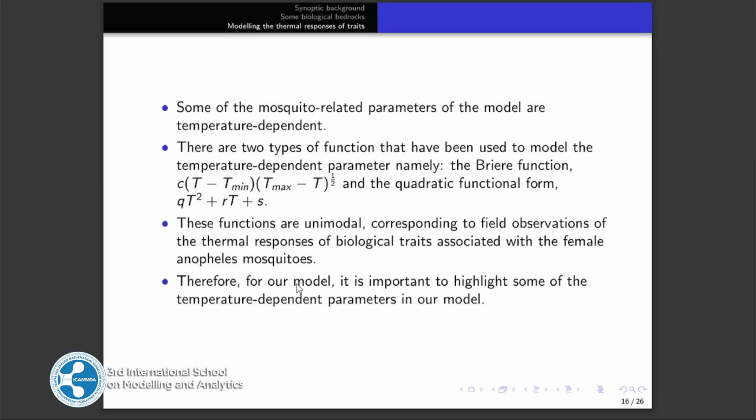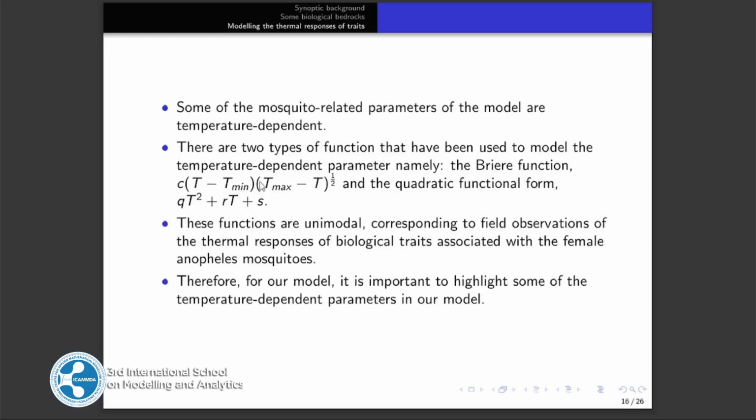There are two types of functions that are being used to model the temperature-dependent parameters, namely the Brière function, which is this function we are seeing here. The T min represents the minimum temperature and the T max the maximum temperature. These are critical temperature values: the minimum temperature where that particular trait can survive, and the maximum temperature where it can survive. Are we getting it now? That's what these two are talking about. Then this represents the other temperature values.